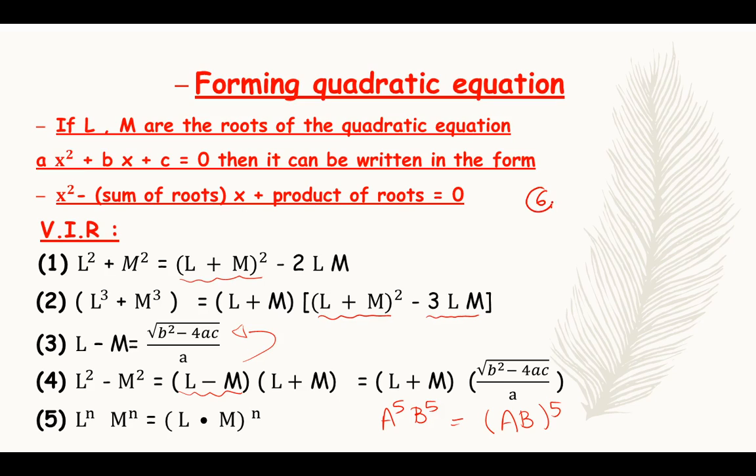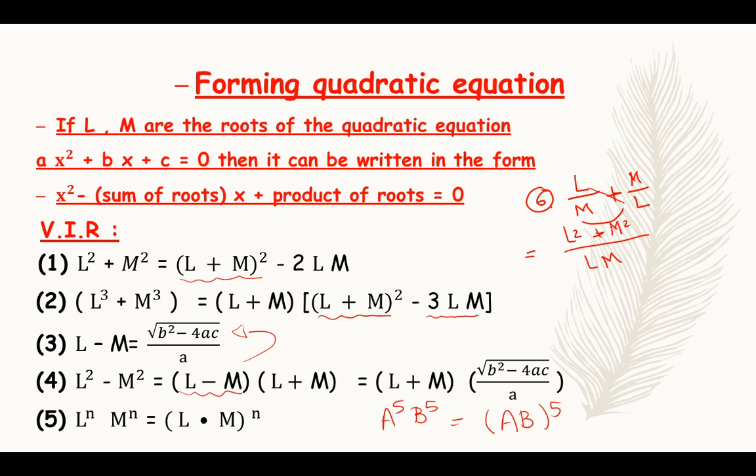Number 6, L over M plus M over L. How can we add L over M plus M over L? This is equal to, first we are going to multiply the denominators, so it will be LM, and we are going to cross multiply. L times L equals L power of 2, M times M equals M power of 2. And here you have L power of 2 plus M power of 2.